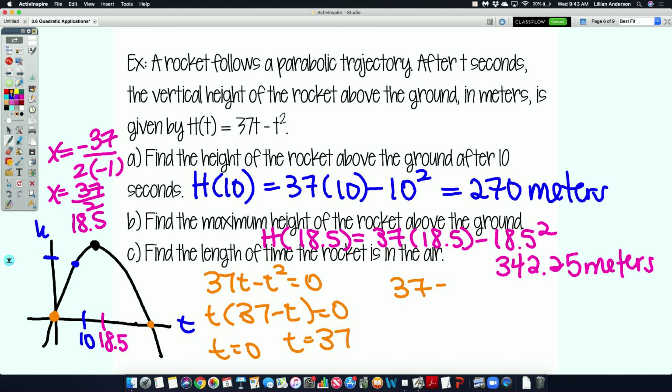Now, if this was any other number besides 0, you would need to subtract the two values from each other to get exactly how long the rocket's in the air. Evaluating a function, finding the vertex, the x-intercepts. Questions?